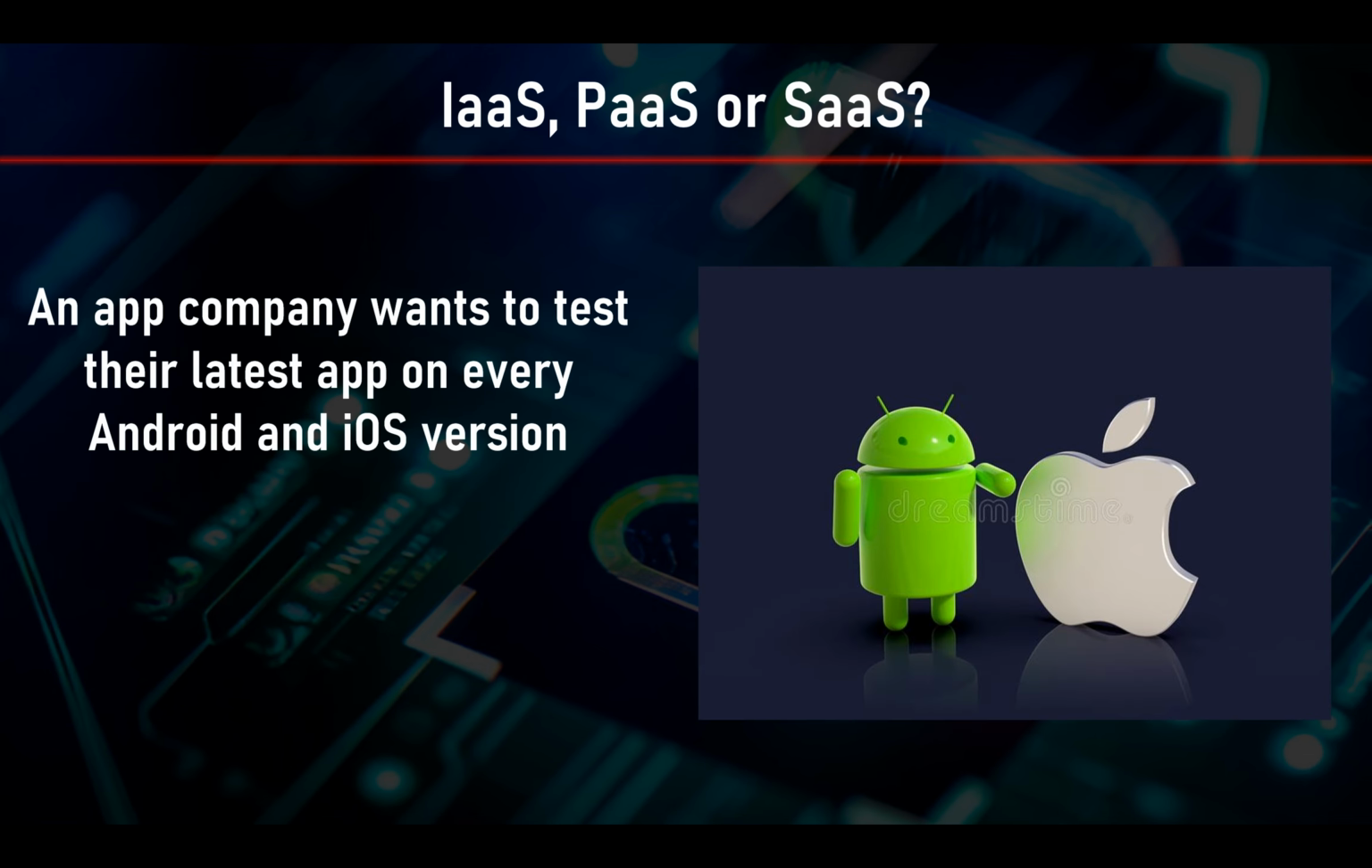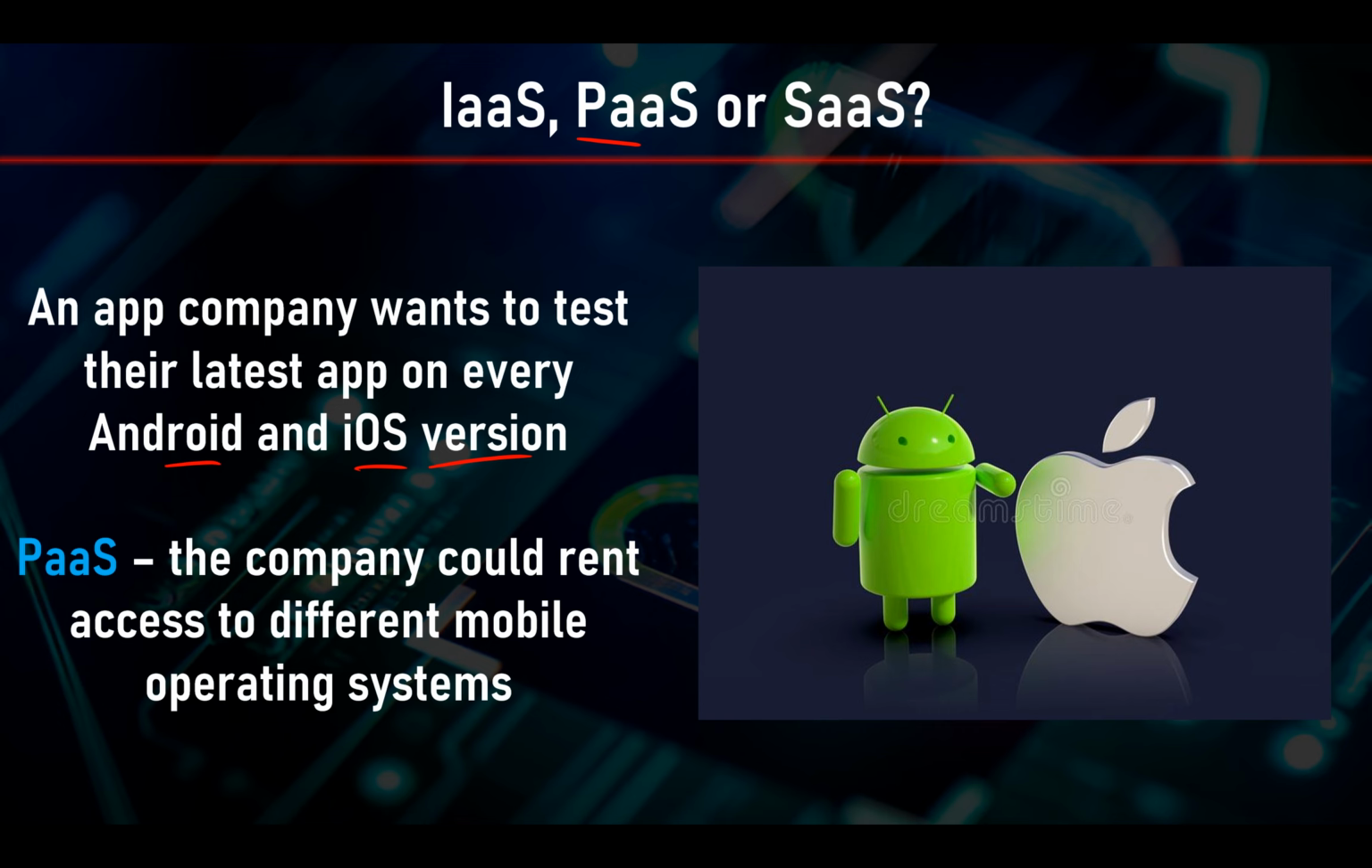Then if we look at this example, an app company wants to test their latest app on every Android and iOS version. Here we've got two different operating systems, but we've also got every single version. So that's going to be platform, again just renting access to different mobile operating systems.